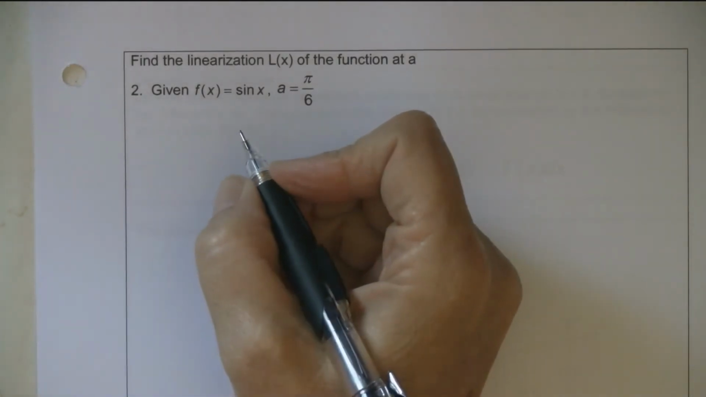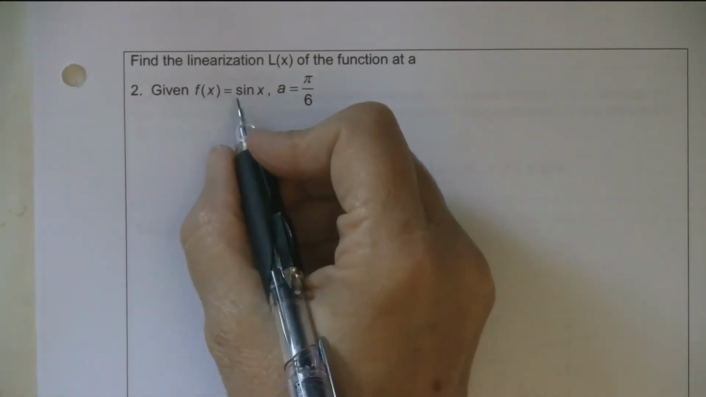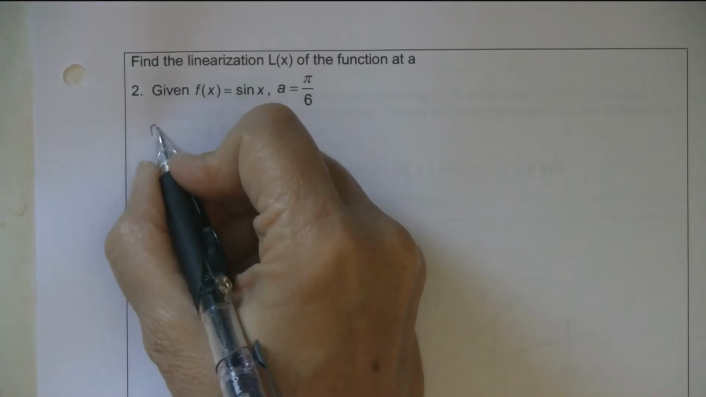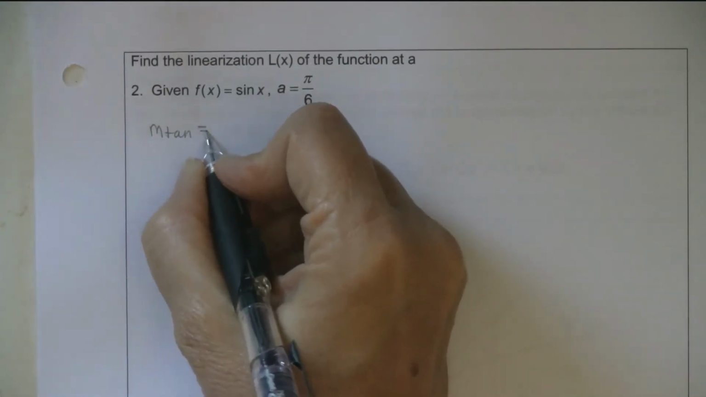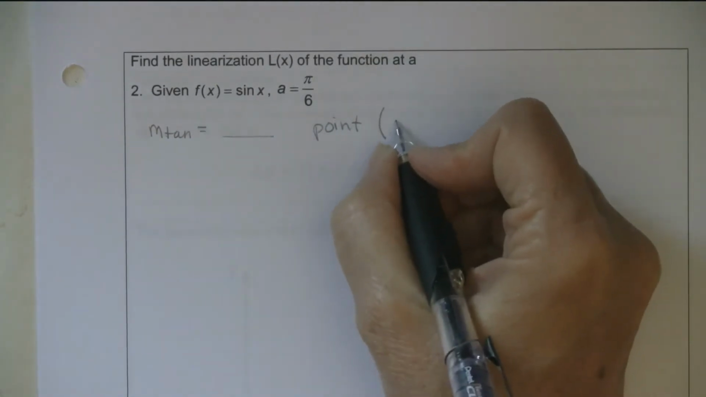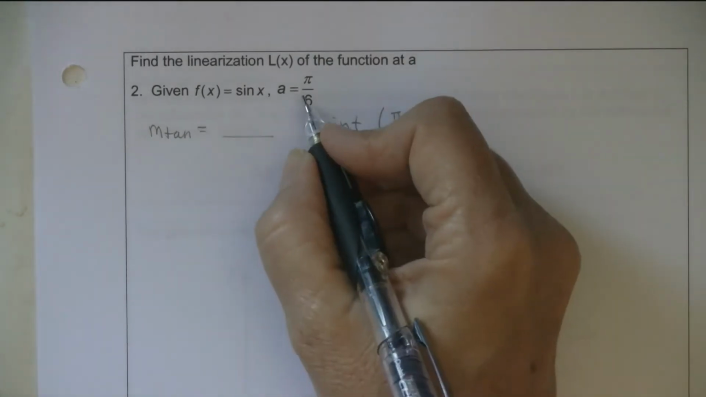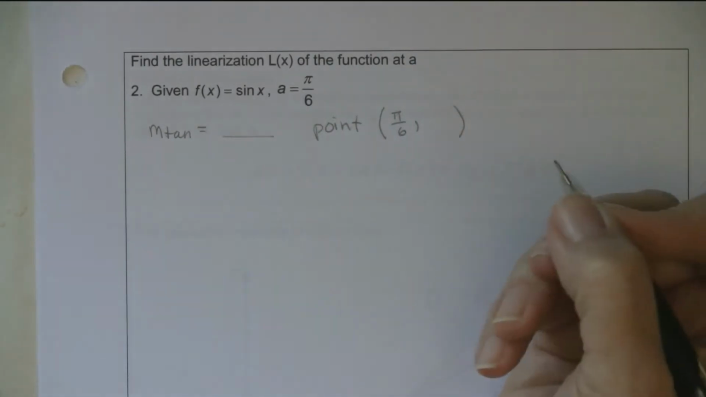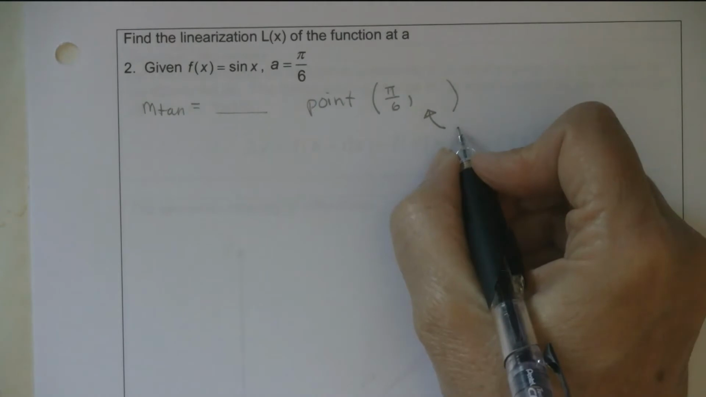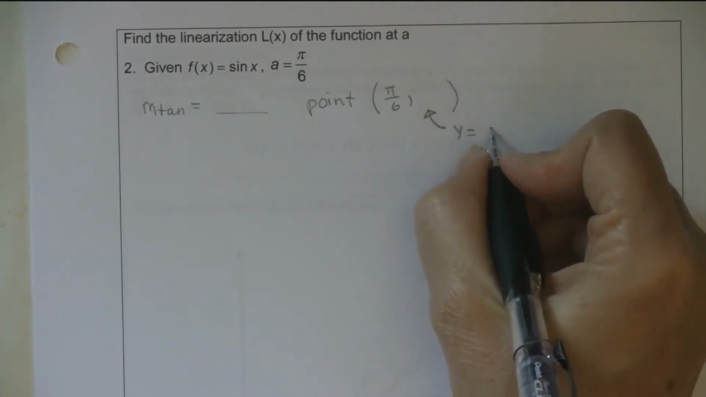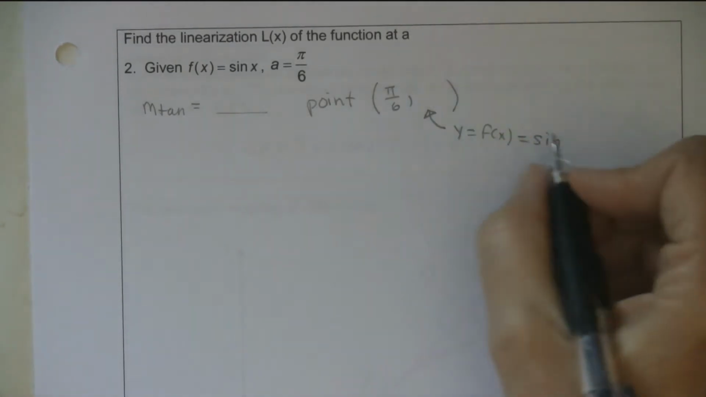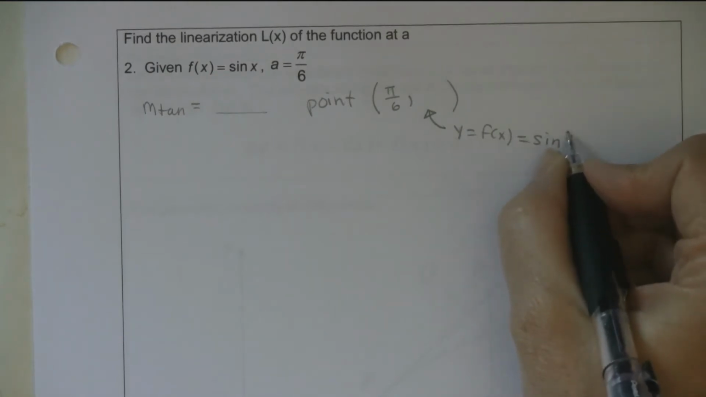So I want to find the tangent line. How you find the tangent line is you have to find the slope, and you have to find a point. So you need the slope of the tangent line, and you need to know a point. Actually, they're telling me the x-coordinate of this point, they're using A, but I need to find the y-coordinate. Well, the y-coordinate is not hard. The y-coordinate is given by y equals f at x equals sine, right? And what is our x value? Pi over 6. So sine of pi over 6.